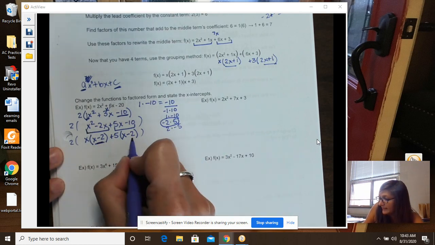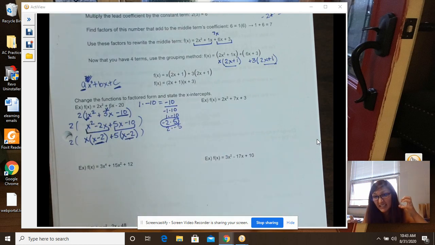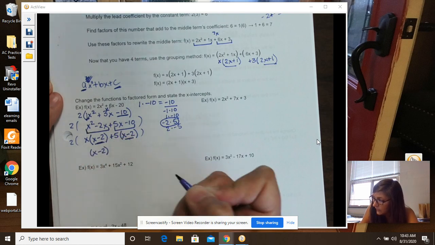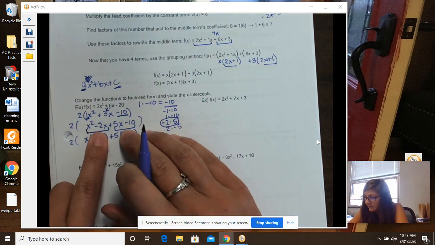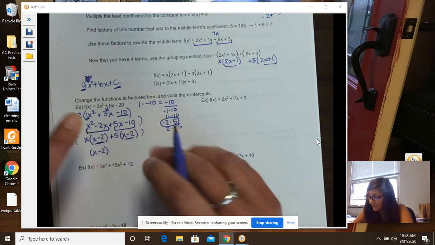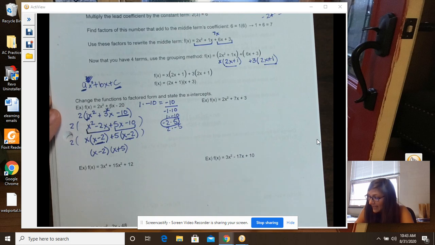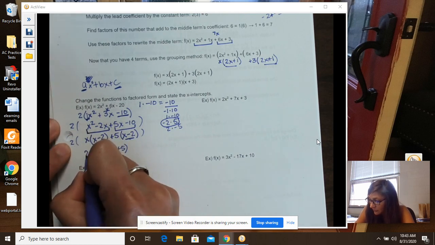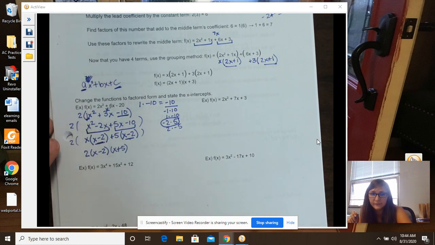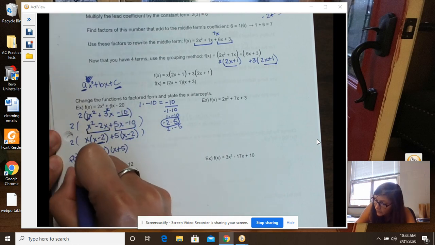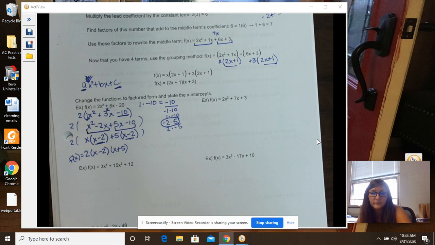My stuff in parentheses is the same, so that's my new GCF to pull out. So I would have x minus 2 as my GCF. That would leave me with x plus 5. And again, we still have that GCF of 2 hanging out in front there. Okay, so that would be my factored form of this function. Let's take a look at another example.